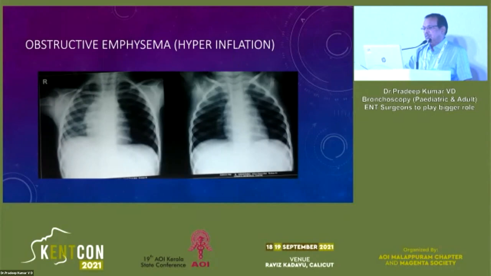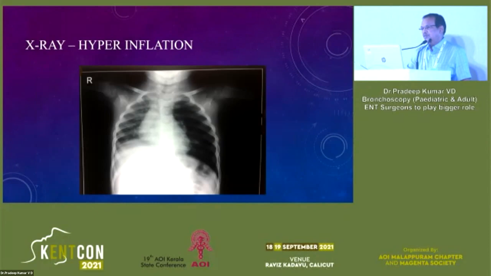Sometimes you may see obstructive emphysema later. It comes later, after 24 to 48 hours or more. On one side you see the normal X-ray. On the other side you see the hyperinflated lung. The left lung is hyperinflated, with the mediastinum pushed to the opposite side, and the trachea pushed to the opposite side. You have to observe these things. I have seen many pediatricians missing such an X-ray.